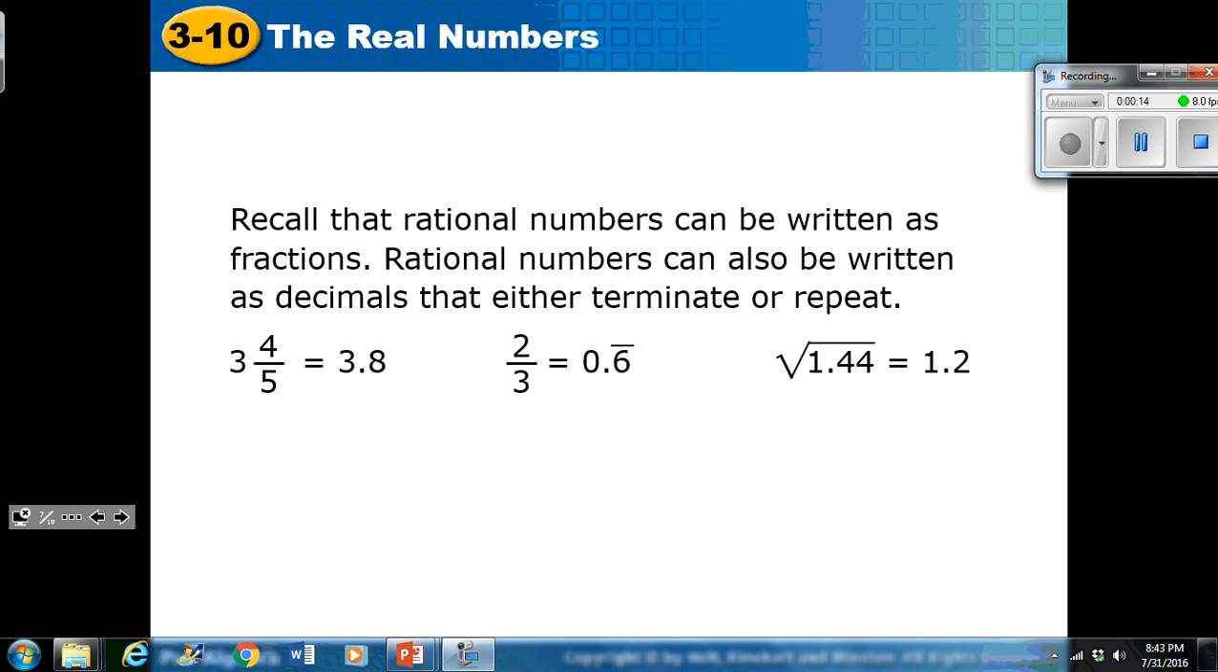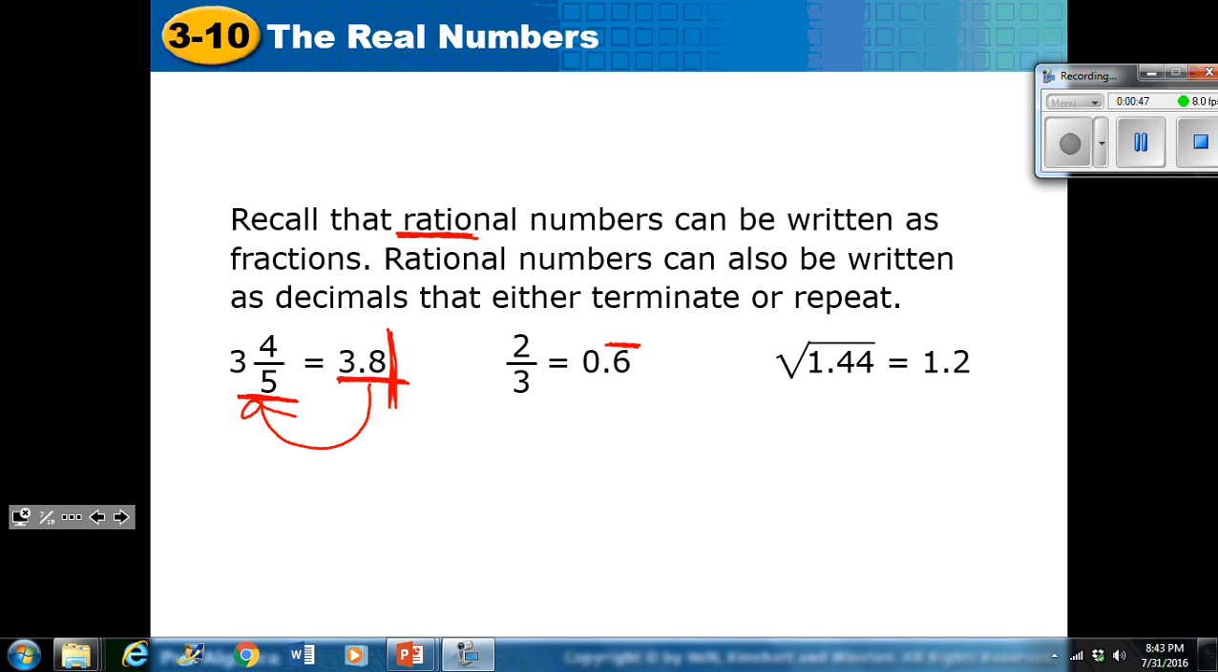Okay, you need to recall that rational numbers can be written as fractions. A lot of times when you think of a ratio, you think of a fraction. Rational numbers can also be written as decimals that either terminate or repeat. So this is written as a fraction, so it's rational. This decimal terminates, it ends, okay? And it can be written as a fraction. So this decimal right here is also considered a rational number.